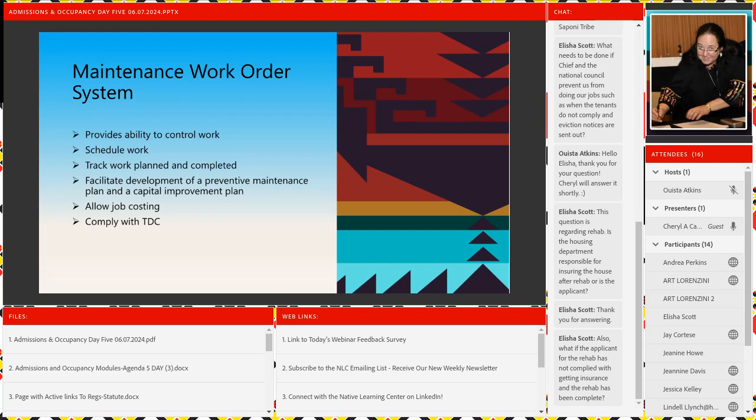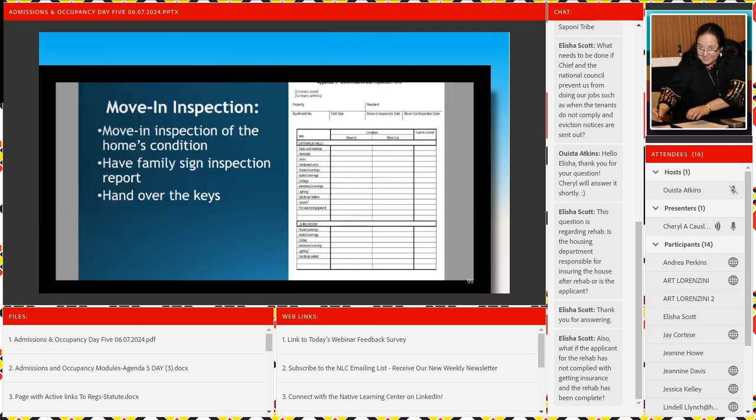Your maintenance work order system provides the ability to control work, to schedule it, to track work planned and completed, facilitate development of a preventative maintenance plan and a capital improvement plan, to allow job costing, and comply with your total development cost. Your move-in inspections of your home's conditions.